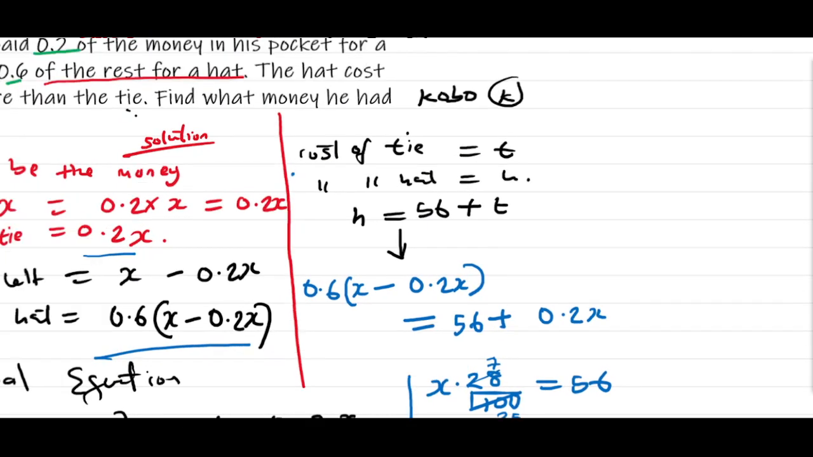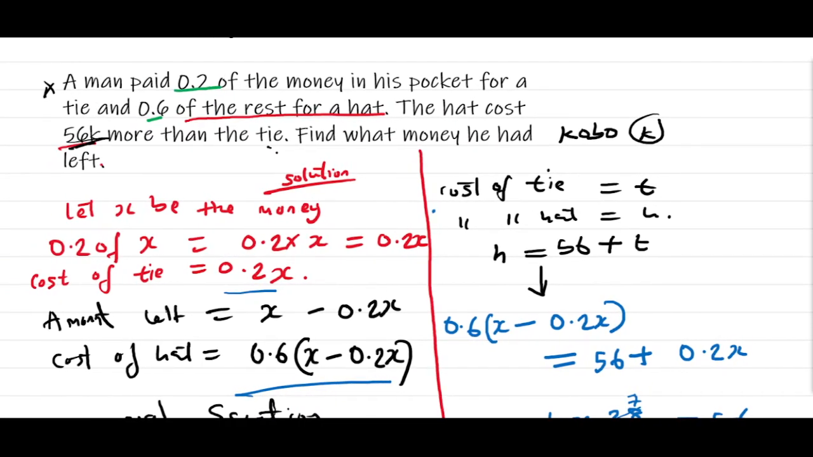That means the man had with him 200 kobo initially. The amount that was making these expenses equals 200. The amount he used for buying the tie and the hat would see the change he has left at 200 kobo. So we have to find what money he had left.